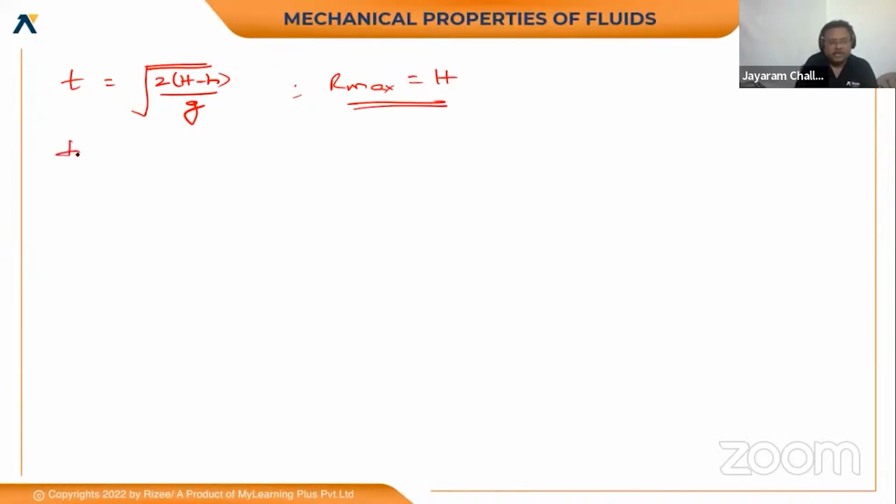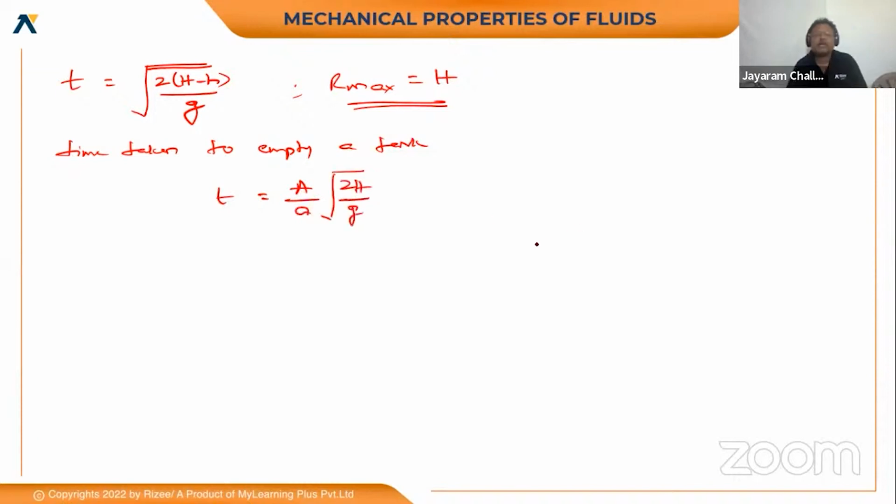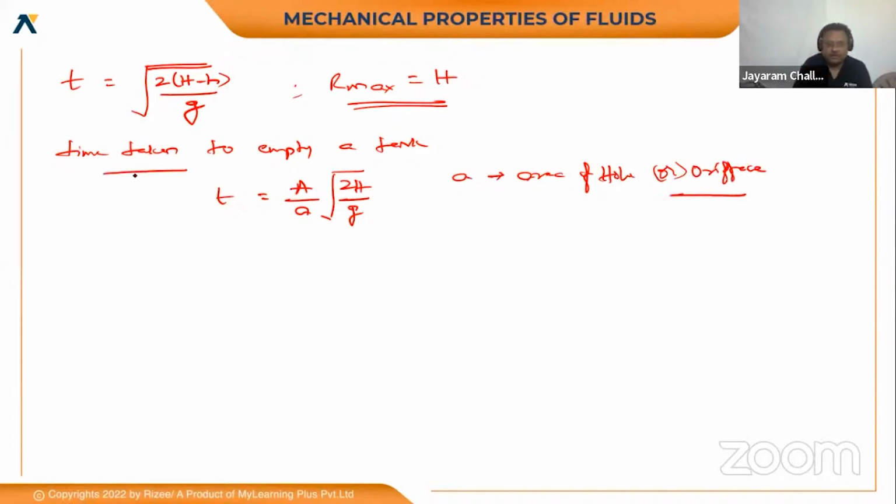So next one, time taken to empty a tank. What is that formula? T is equal to capital A by small a into root over 2H by g, where capital A is the area of the tank and small a is the area of the hole, or actually instead of calling it a hole, what do we call it, orifice. It is the area of the orifice. From this relationship you can find out the things.